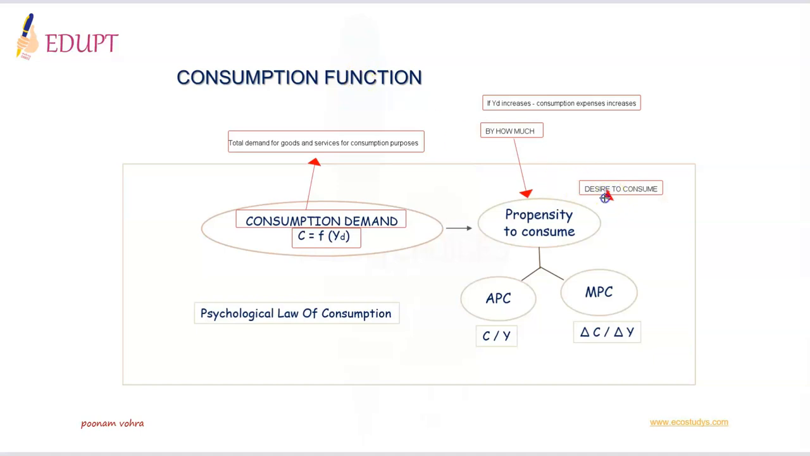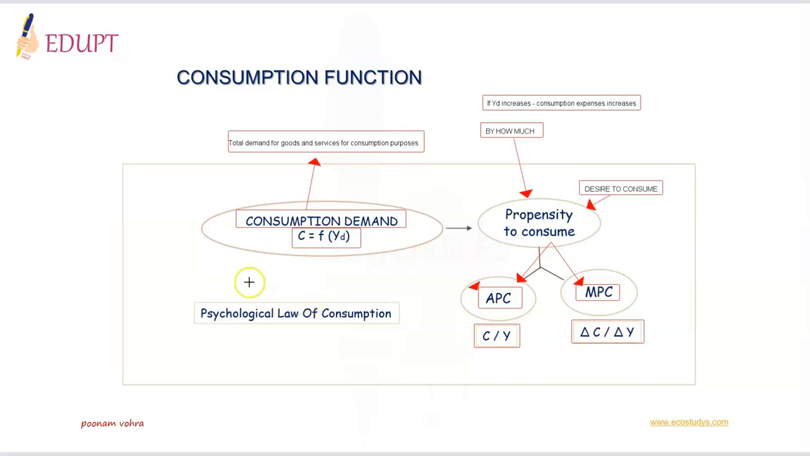There are two aspects to propensity to consume, that is, average propensity to consume and marginal propensity to consume, where average propensity to consume refers to the ratio of consumption expenses to corresponding level of income, that is C by Y, whereas marginal propensity to consume is the ratio of change in consumption due to change in income, that is delta C by delta Y.